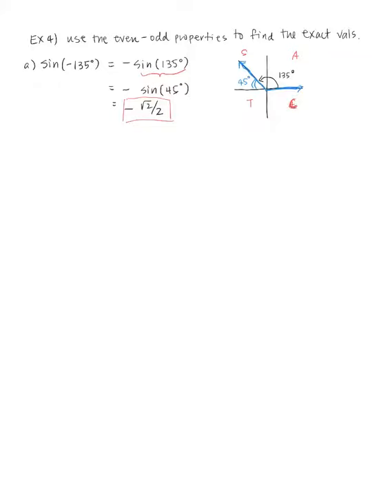Okay, so let's do another one. Let's go with B. How about secant of, let's do some quadrantal angles, negative pi. Is secant even or odd? Well, secant is 1 over cosine, right? And cosine's even, therefore secant is an even function. So this is going to give us the same value as secant of pi.